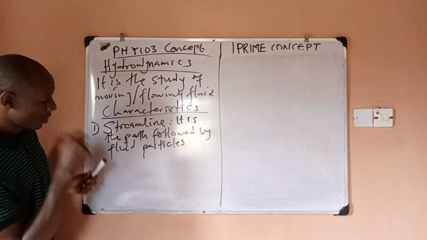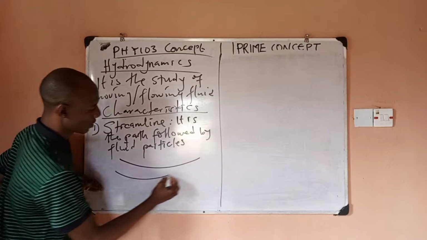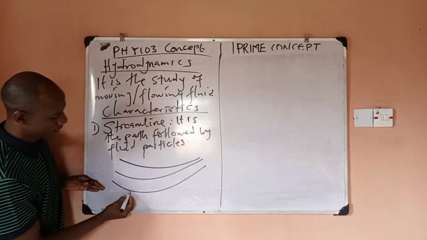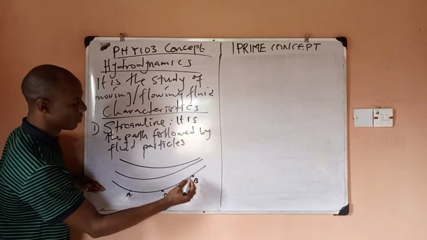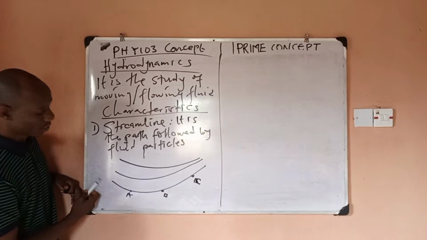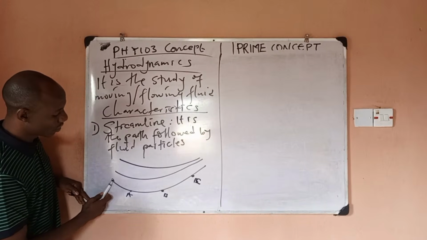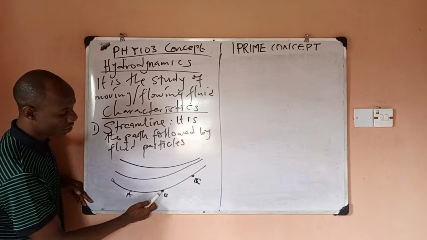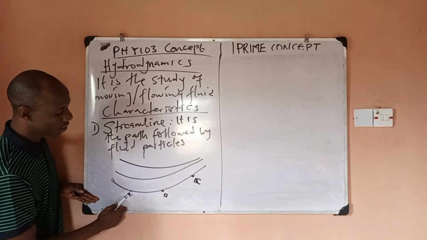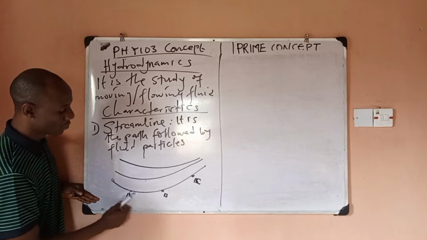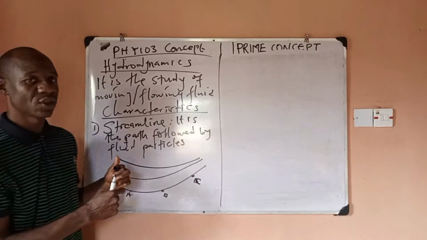Now, if you have something like this, you have different points on this thing. This is a point A, this is a point B, this is a point C. If a particle enters through this point, it means that the particle must touch this point, and this point. So it's not possible for a particle to enter through this point and then touch this point and then jump to this place. No, it would follow this line. So that path that is followed by fluid particles is what you call streamline.